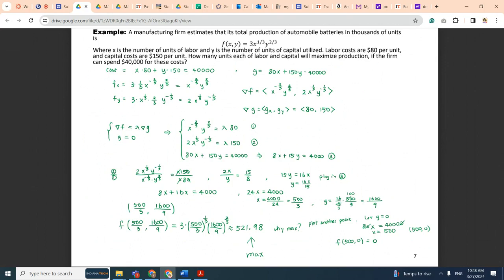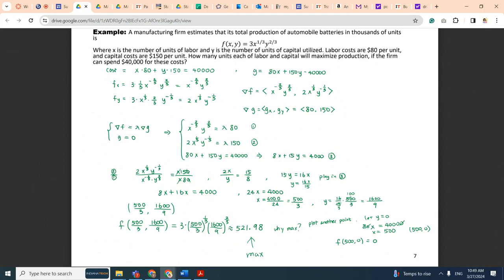Both sides divided by 15. Then plug into the third equation. 15y, oh, 15y, no need to divide by 15. It's 16x. 8x plus 16x is 24x. And so x is 4,000 over 24. And then the y is what? 16x over 15. And x is 500 over 3. So you cancel, you get 1600 over 9.